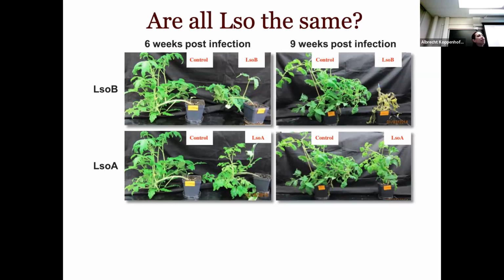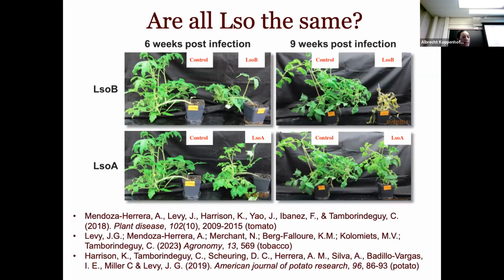So it's interesting for us, because now we can start comparing haplotypes, right? We did the same studies. This is in tomato. In tobacco, we found the same differences. In potato, B is also more virulent, but both haplotypes cause plant death, okay? So there are some differences, but it appears that LSOA is less virulent than LSOB.